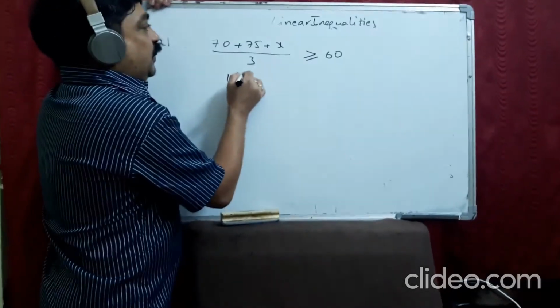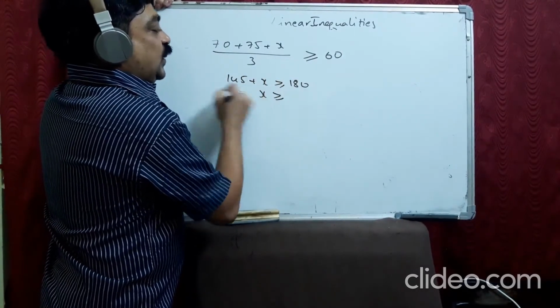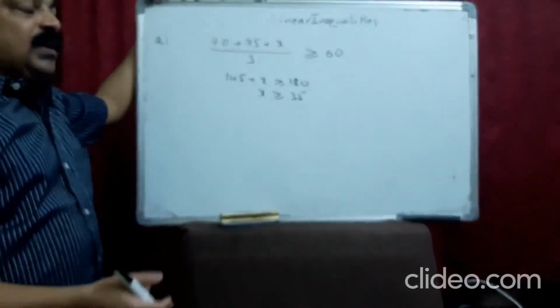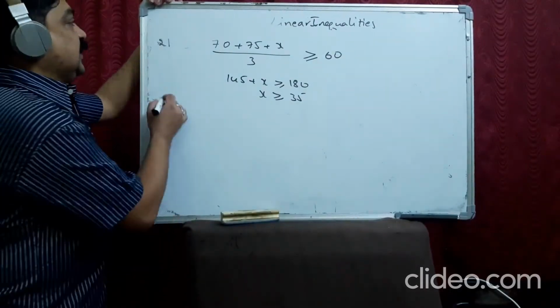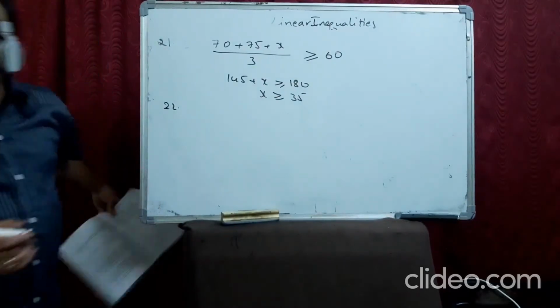This is 145 plus x greater than or equal to 180. So x is greater than or equal to 35. So minimum we should get 35 marks to reach the average 60. 22. To receive grade 10.